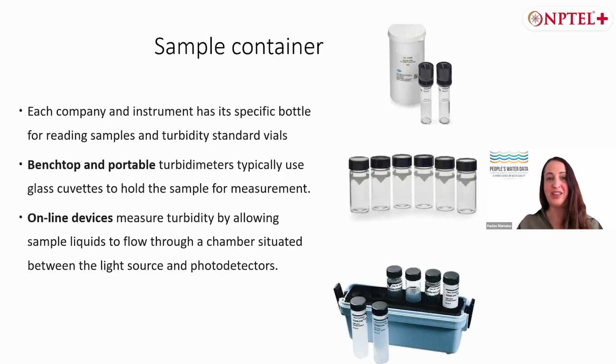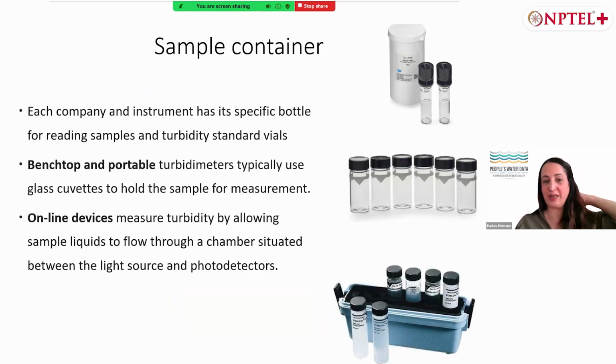One very important thing when we measure turbidity is the sample container. Now, each company and each instrument has a specific bottle where we measure turbidity, and it also has turbidity standard vials. We have both benchtop and portable turbidimeters, and for them we usually use glass cuvettes, as we can see in this image here, in order to hold the sample for measurements.